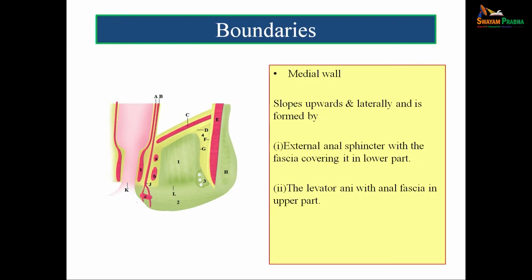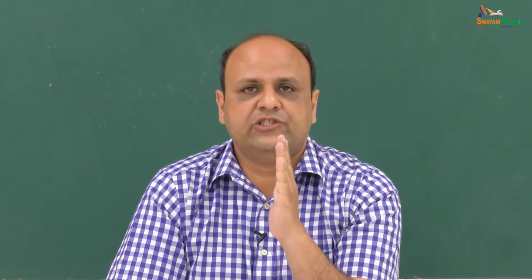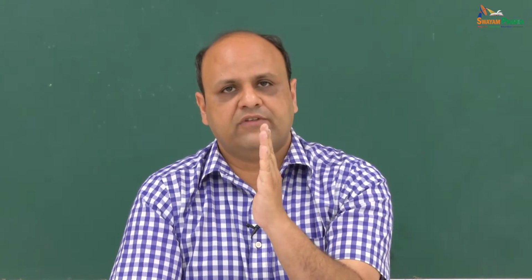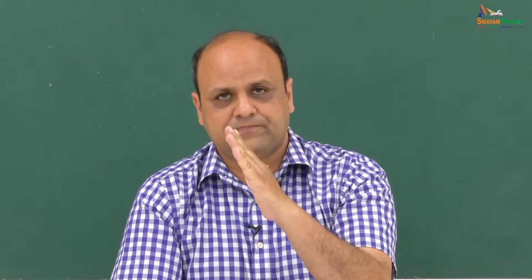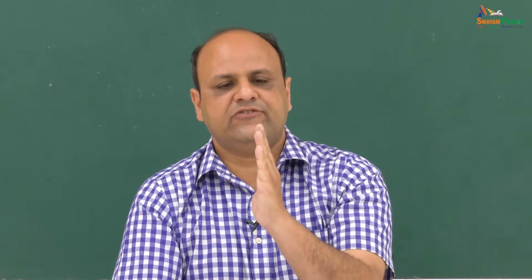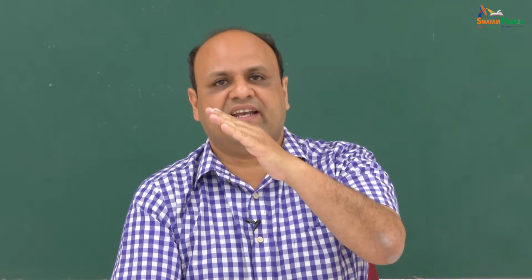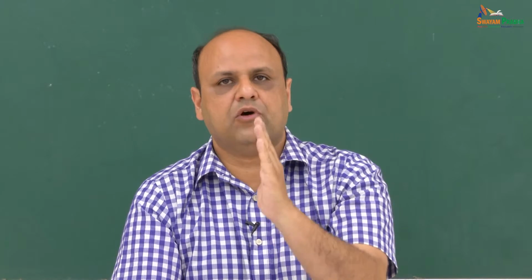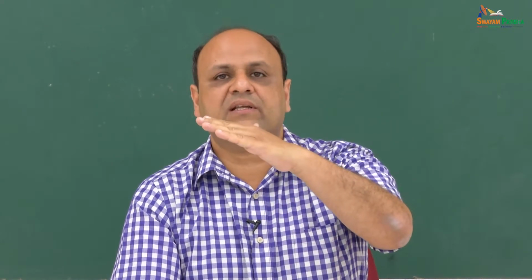Coming back again to the medial wall of the ischiorectal fossa. The medial wall is sloped. So it is formed by the external anal sphincter and its three constituents. And in the upper part, the medial wall is formed by the levator ani muscle, marked by big C in the figure. So below you have the external anal sphincter, above you have the levator ani. So small a, small b, small c, and above you have the big C.